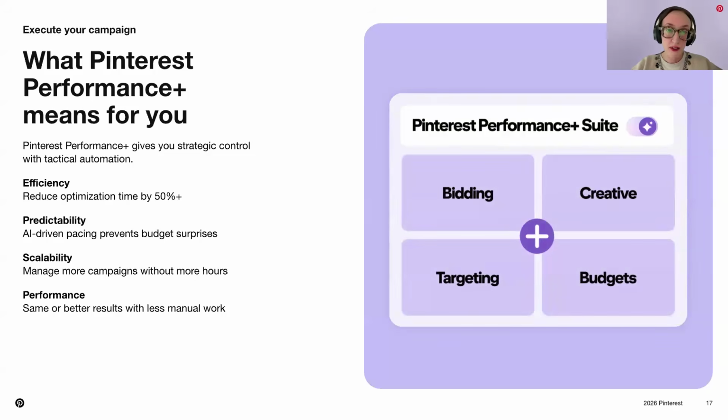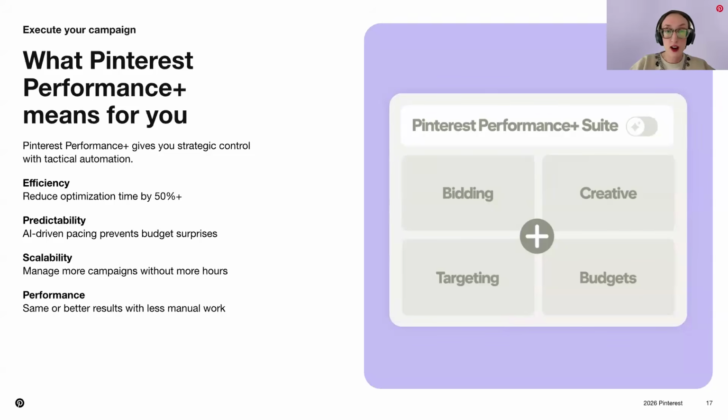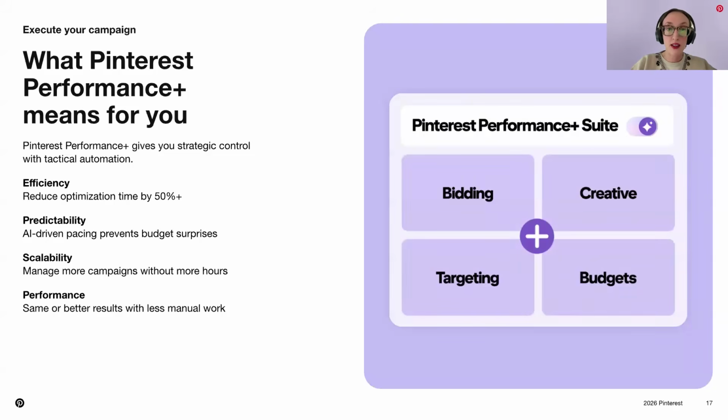So what does that actually mean for your day-to-day campaign flow in Ads Manager? It means that you get strategic control paired with tactical automation. So first, it drives efficiency, reducing the time that you spend manually optimizing campaigns by over 50%, like I mentioned. Lots of time saving, lots of ease of use. And then ultimately, it allows for scalability. So you can make more campaigns and test more strategies without adding hours to your workday. So if you're looking to run multiple campaigns at the same time, or you're looking to scale your business, it is a huge time saver.